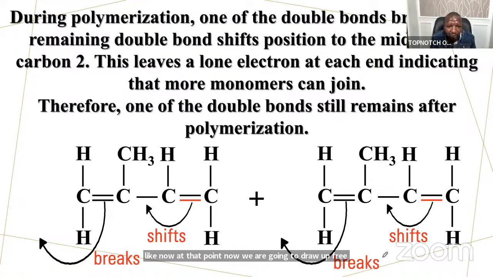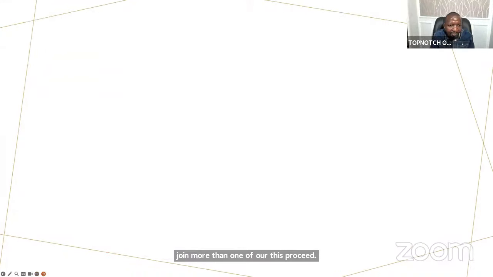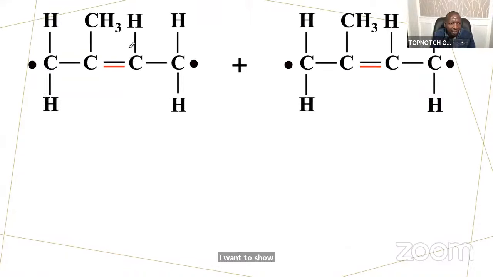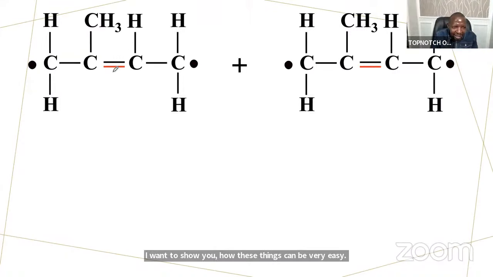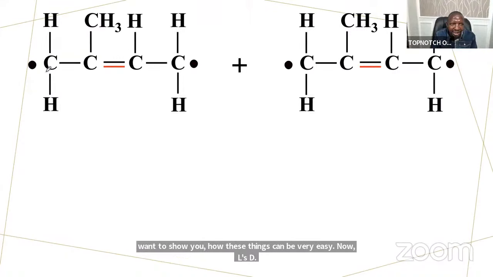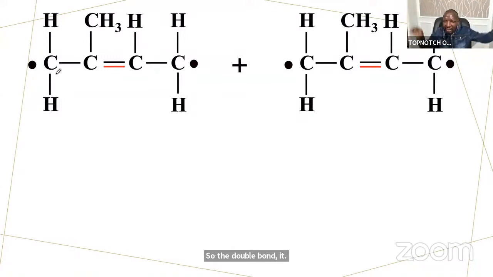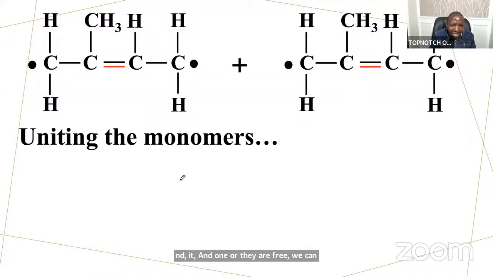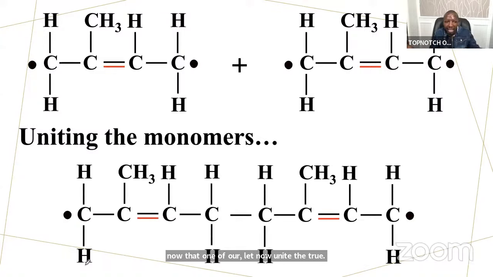Let's proceed. I want to show you how this can be very easy. So the double bond breaks, so there are now free electrons. Both ends are now free. And when they are free, we can have many monomers joining to form a very large unit. Let's unite the two, because you have this monomer and this monomer. Then we want to unite them, and you are going to have that until there's a free end on both ends.